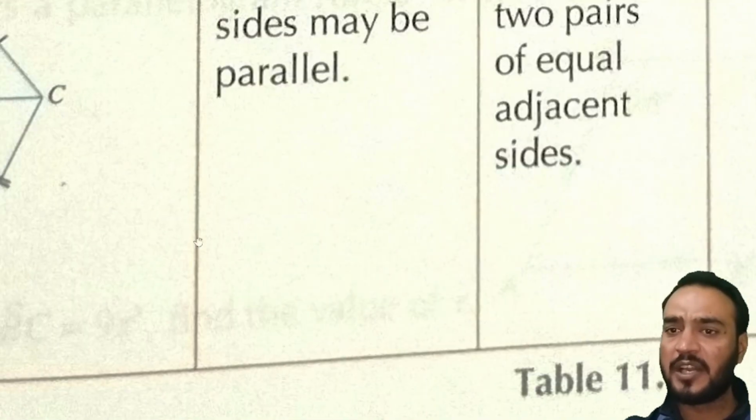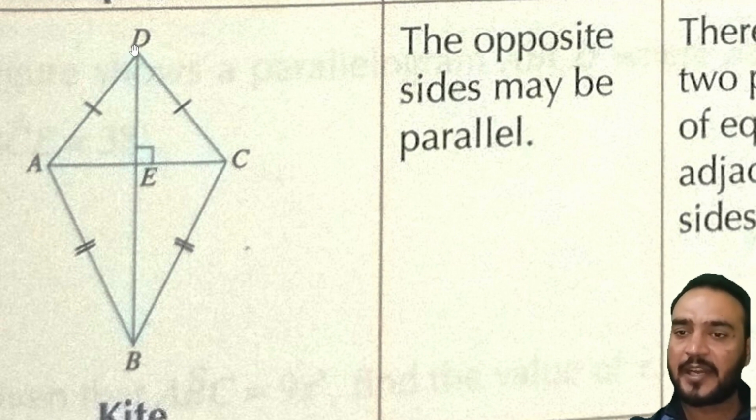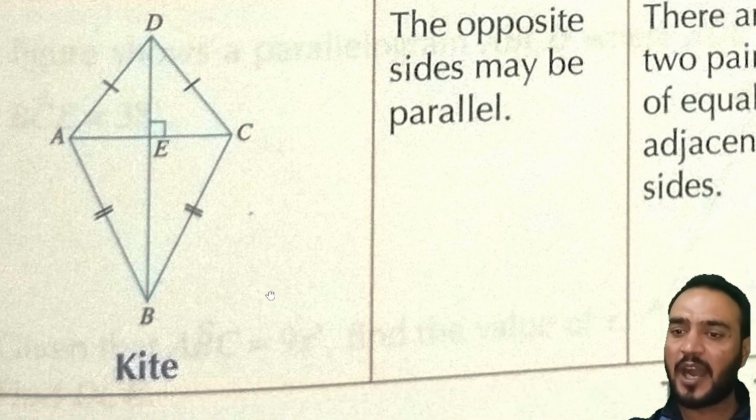Only one diagonal, that is the diagonal BD, the larger diagonal, the diagonal greater in length, bisects the interior angles. That is, the angle D and angle B are bisected by the diagonal BD, but AC is the diagonal which does not bisect the interior angles at point A and at point C. So these are the properties of the quadrilateral type kite.